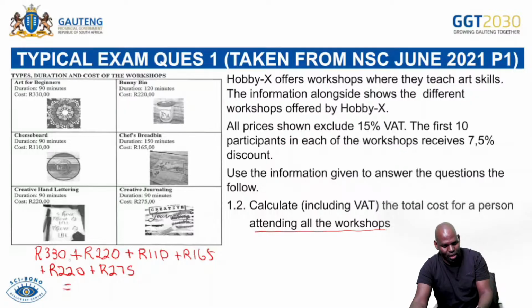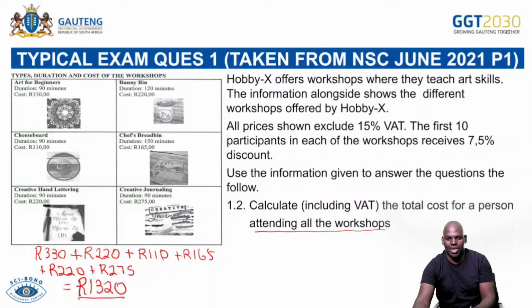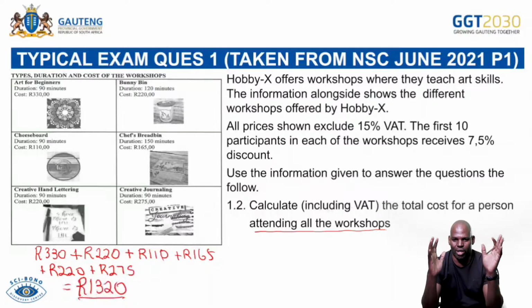So the total is 1,320 rand. I hope you are also using your own calculator just to confirm if my answer is correct. So the total is 1,320 rand, but all these costs are excluding VAT, and the question says including VAT. How do we calculate an amount from excluding VAT to including VAT? You should know it now. You should know that percentage.